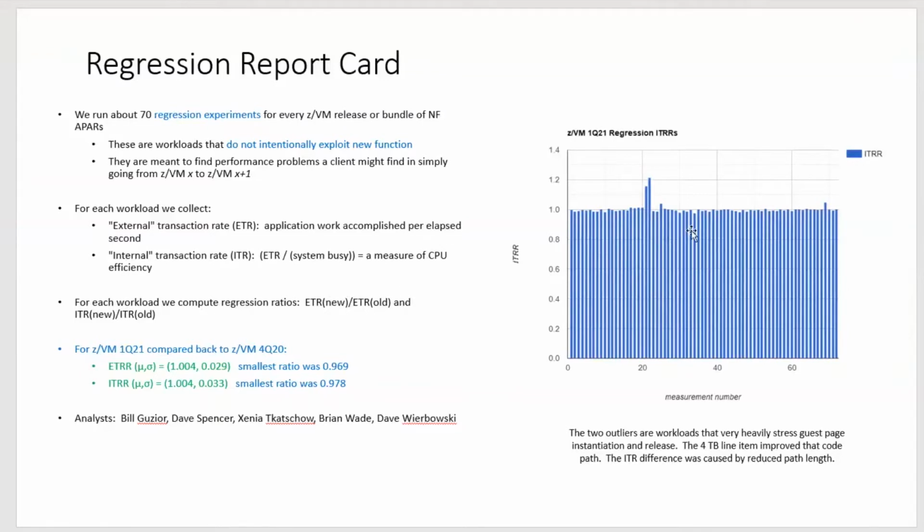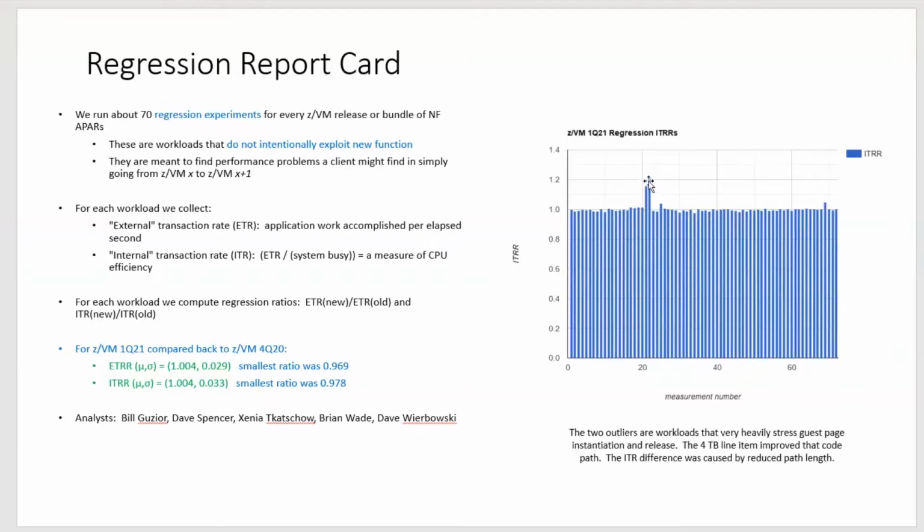So what I did was I put over here on the right-hand side of the chart a graph of just our ITRs, CPU efficiency, for all of those 70 workloads, and you'll see that a great number of those ratios are right around 1. I call this a big success for an SPE stack or for a new release, that workloads that didn't exploit anything did just fine. We didn't accidentally debilitate something, and that's what we're looking for.